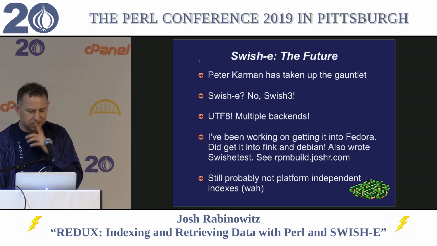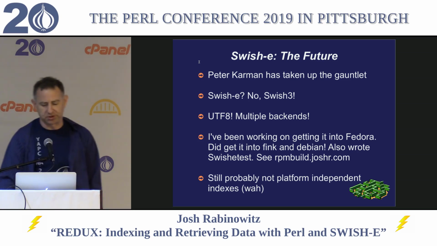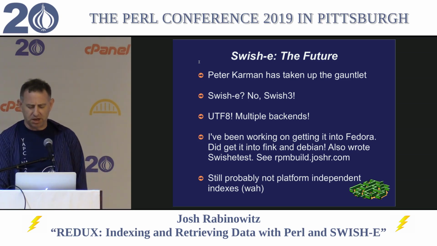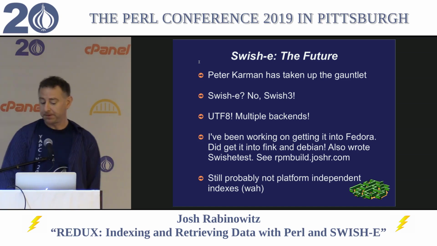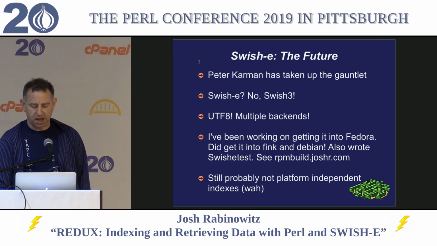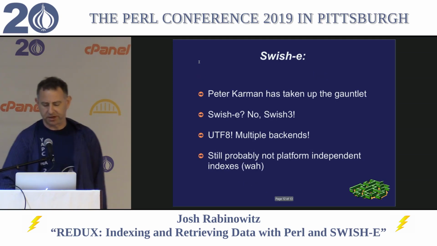So Peter Karman was going to write up SWISH-3. He was going to add UTF-8 and multiple backends. I don't think it ever got into Fedora, but it did get into Fink and Debian. Maybe you guys remember Fink. And it doesn't do platform independent indexes.